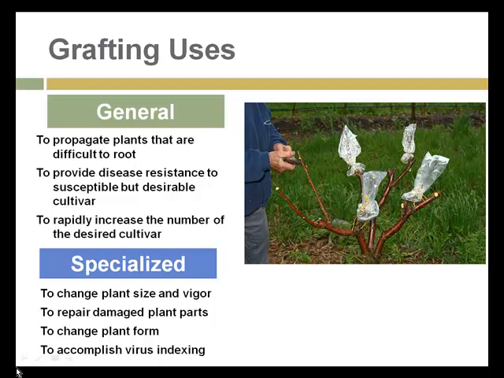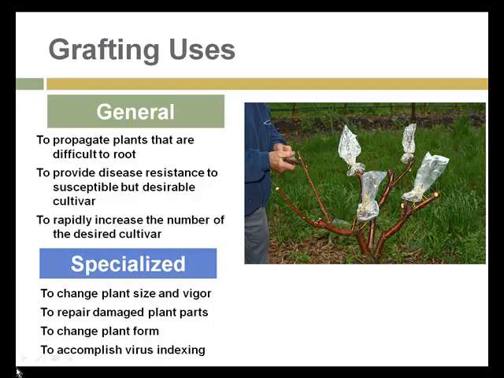Second is to provide disease resistance to susceptible cultivars. So if you have a cultivar that is prone to getting diseases in the leaves or flowers, one approach to deal with that disease is to graft new scion material onto that plant to give it flowers or leaves that are resistant to that disease.